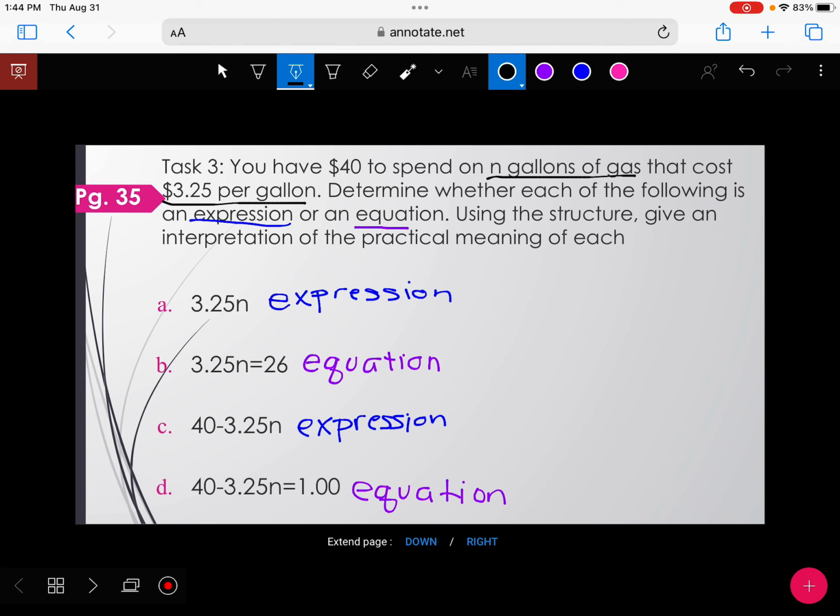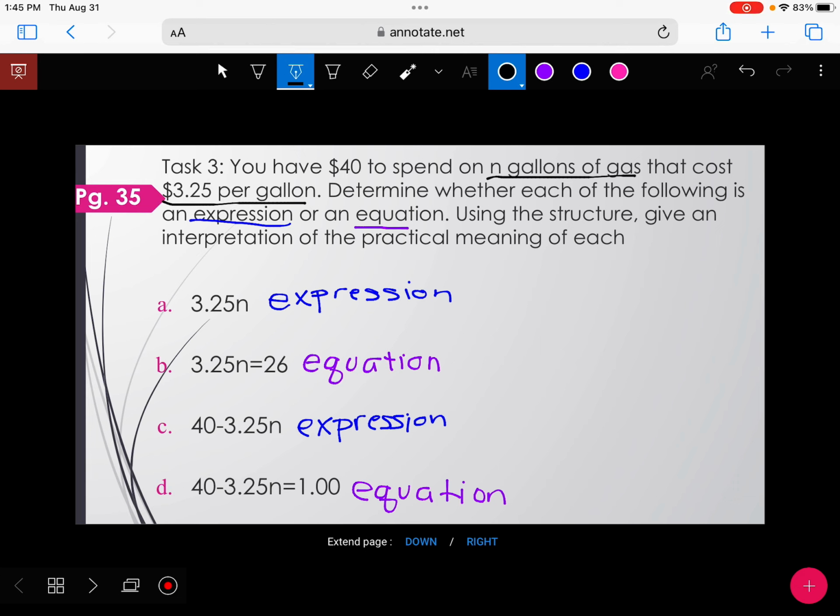We're not solving. We're not moving anything around. We're just going to give this guy words. So n's going to be our gallons. If I bought 2 gallons of gas, how much would it cost? If I bought 1 gallon, it would cost $3.25, right? So if I bought 2, it would be $6.50. If I bought 3, $9.75. What is it giving me? Those numbers that I'm saying out loud, the $6.50, the $9.75. It's our total. So this tells me how much we're going to spend.